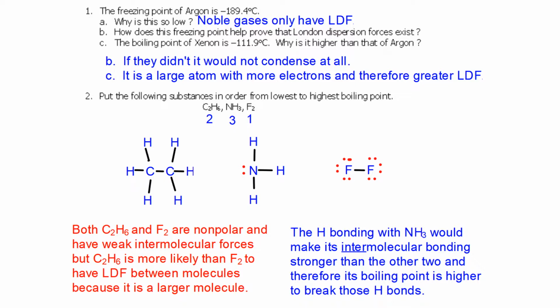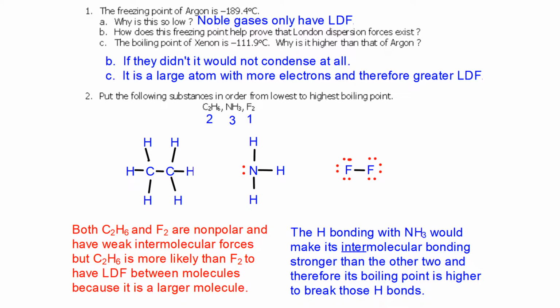And if it's 5s2, 5p6, its electrons are very shielded and easier to cause instantaneous dipoles. Yeah, instantaneous dipoles occur more often with more shielding. Let's look at number two.